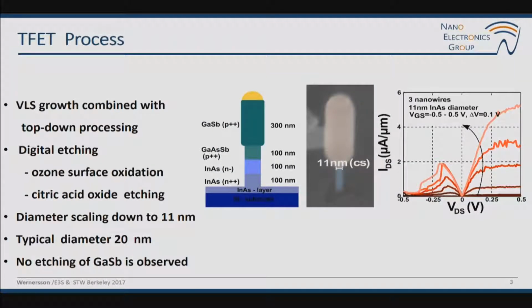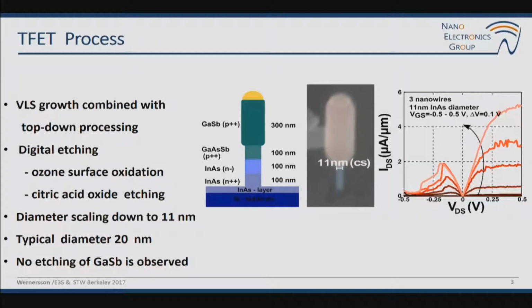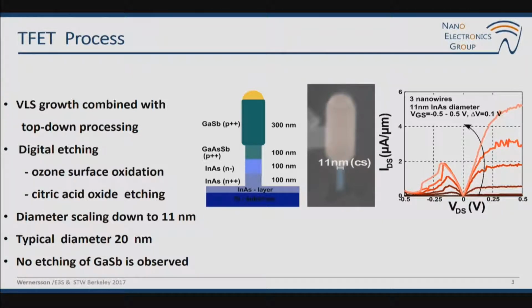So I'll start by talking of the method that we used to process this. We use the VLS growth method. The benefit of this technique is that we have a wide flexibility in the material combination, so we can combine materials with different lattice constants. We're not limited by this. So here we're showing, for instance, in this case, indium arsenide. We use gallium arsenide antimonide now as a source, and then there is a gallium antimonide at the top contact. So we demonstrated, and we published last summer at the Silicon Nanoelectronics Workshop, working devices with 11 nanometer indium arsenide diameter, right?